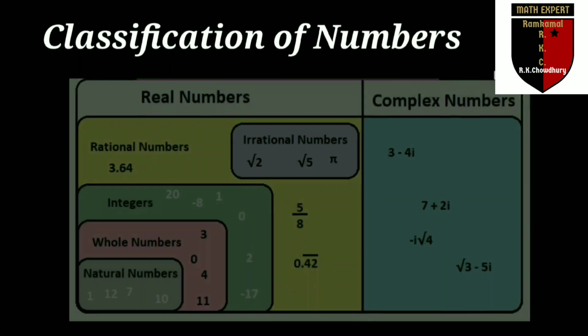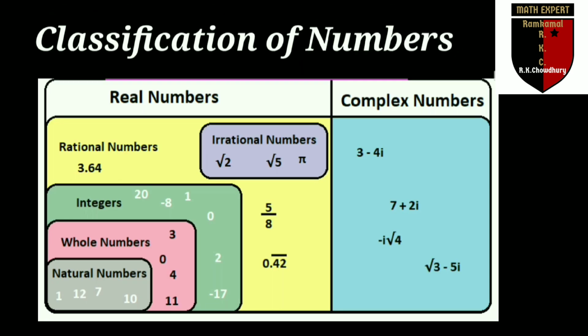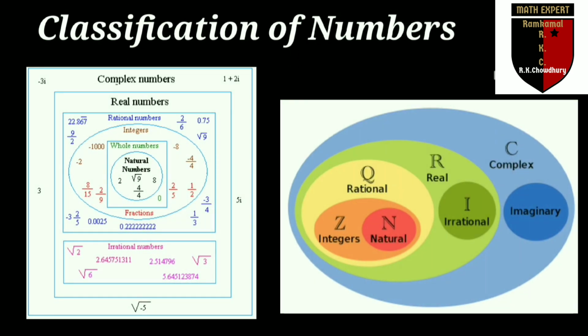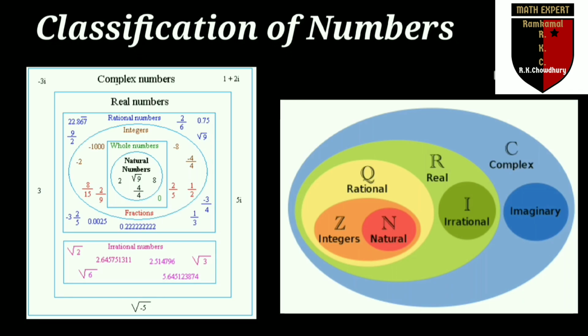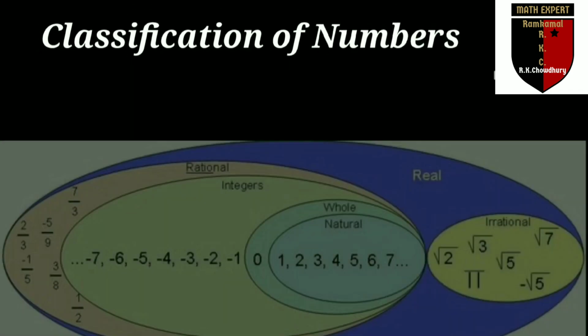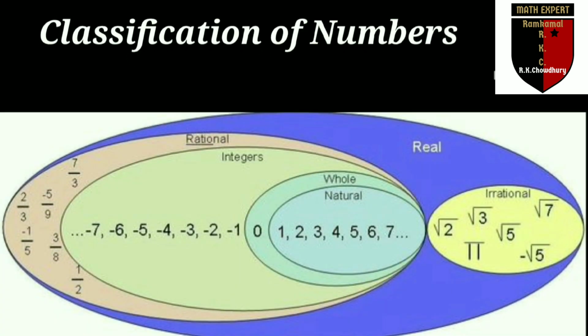Real number means rational numbers and irrational numbers. Complex number means a number of the form x plus iy, where x and y both are real numbers and i is equal to root over of minus 1.